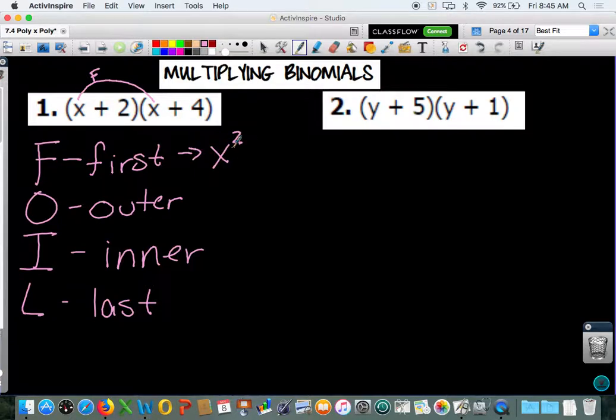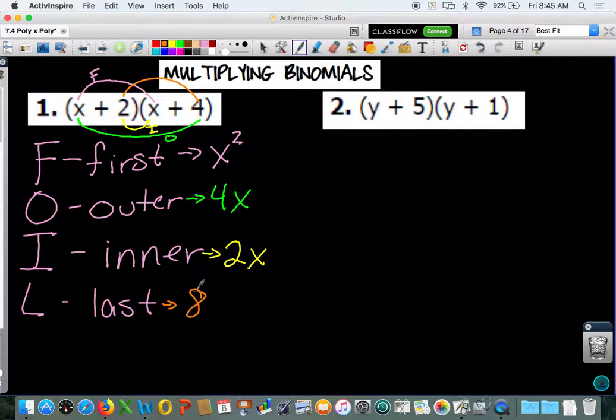Your O, your outer, that means your outer two terms of each binomial. So x times 4, that's your O. So that would give us 4x. Your I is your inner terms. So the two terms on the inside that are touching. So 2 times x would give us 2x. And your L, L stands for last. So the last terms of each binomial. So 2 times 4, that gives you 8.